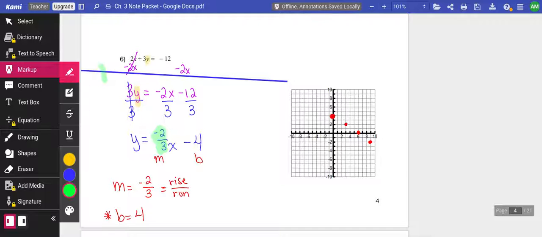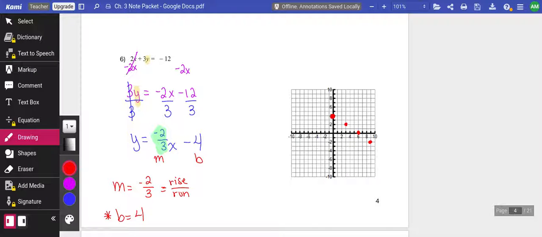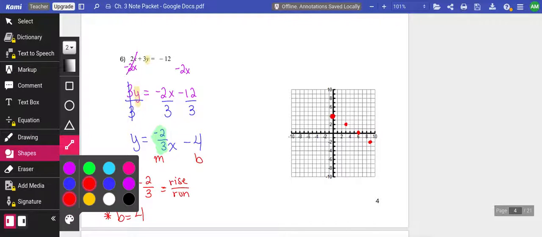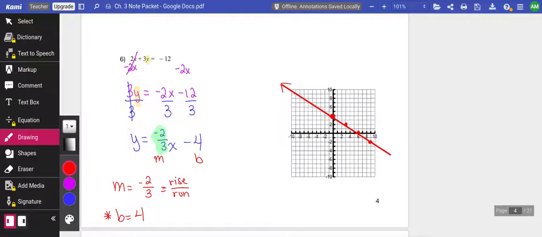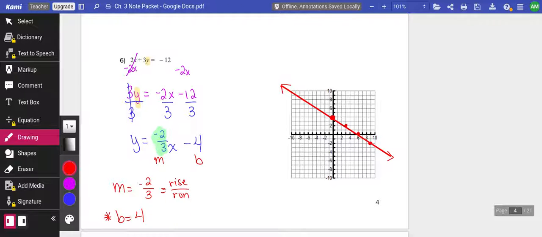Oh no. It wasn't the right color anyway. We'll fix that. And make sure that you have arrows at the end. If you have a very small graph here, it won't be pretty. It looks nicer, and we can tell what's going on when the line is extended all the way across.